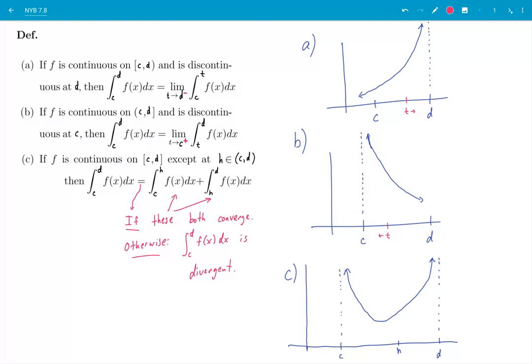Again, for part C, if we break, it doesn't matter where you break, we call this letter H the breakpoint. And again, we insist that the two pieces converge. Now, you'll see and possibly be annoyed by the fact that I'm using a letter T here. It doesn't really matter. When you introduce your limit, I choose the letter T. You can choose the letter L or P or Q.